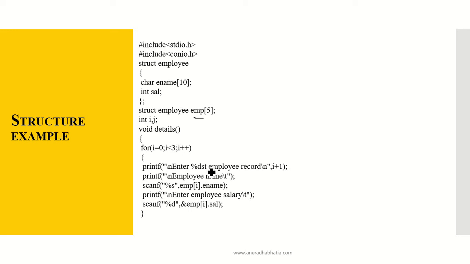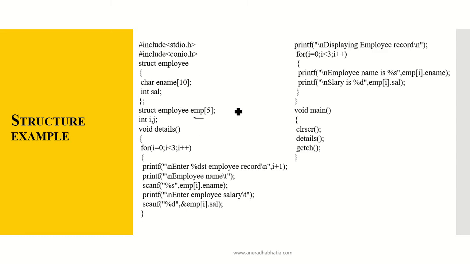Now void details has come. This is a function which has been called from the main function. If we go here, here is my main function. It says clrscr, details and getch. As I say details, my control will be transferred from here to this particular function over here.